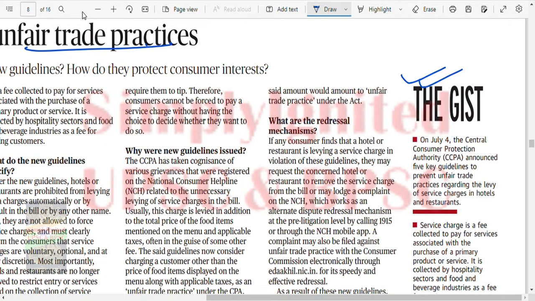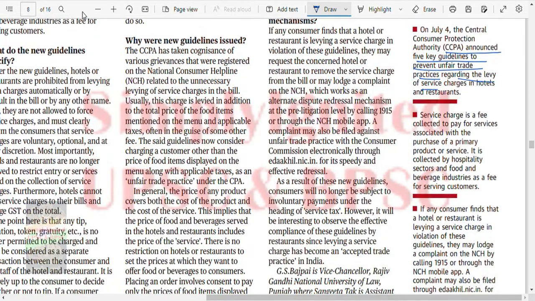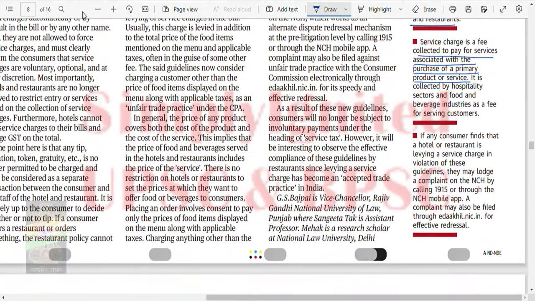Okay, so CCP announced 5 key guidelines to prevent unfair trade practices regarding levy of service charges in hotel and restaurant. Service charge is the fee collected to pay for services associated with purchase of private product or service. It is collected by the hospitality sector and food and beverage industry as a fee for serving customers. If a customer finds that a hotel or restaurant is levying service charge in violation of these guidelines, they may lodge a complaint at NCH by calling 1915 or through the NCH mobile app.